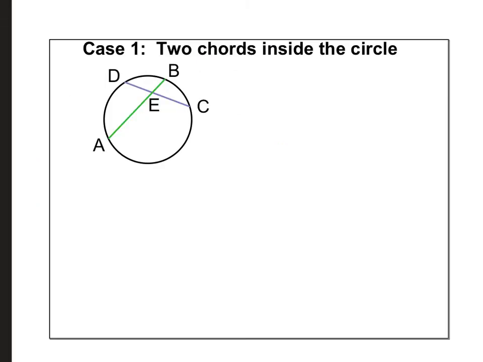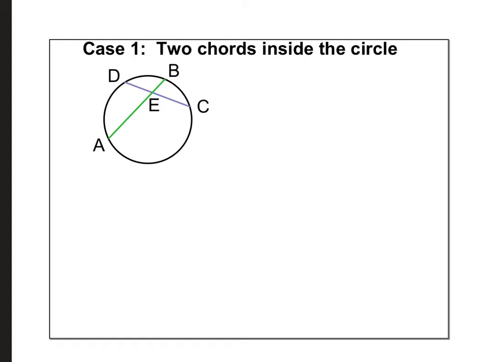Alright, so case one, let's say we have two chords. So you see DC is a chord and AB is a chord, right? And they intersect inside the circle. And the rule, or the way to find segment lengths, generally what will happen is they'll give you some lengths and have you find another one. And we'll do an example later in the lesson.